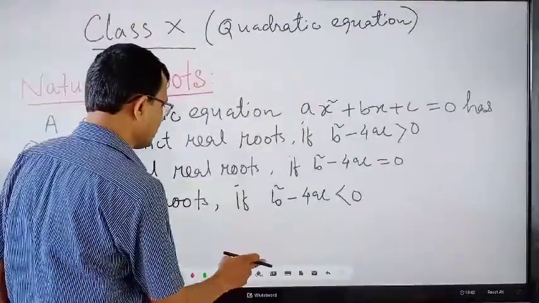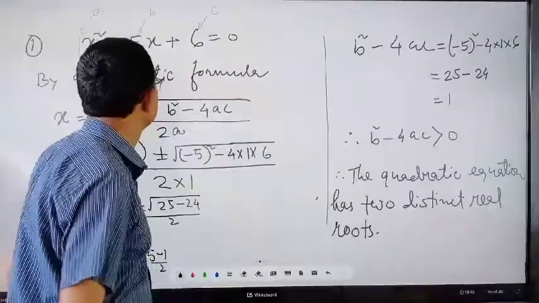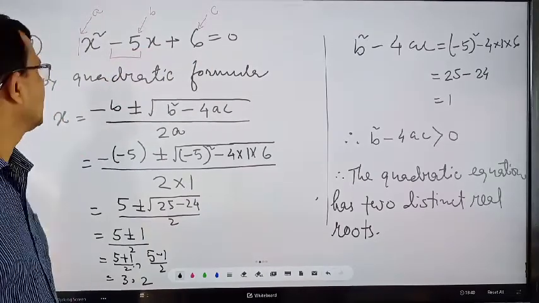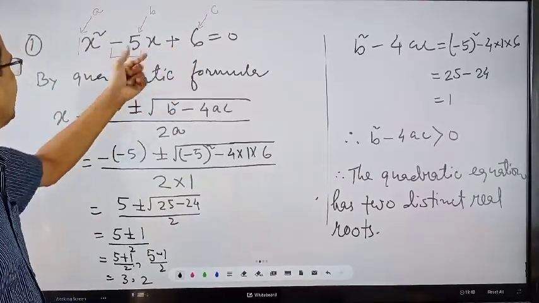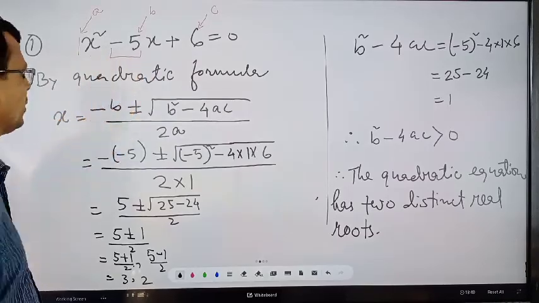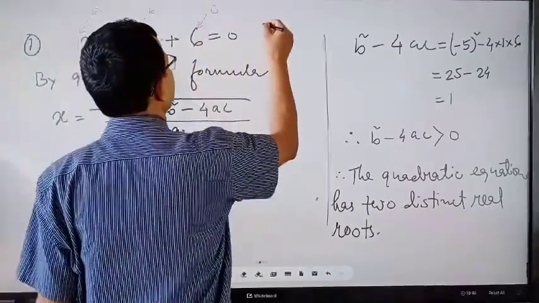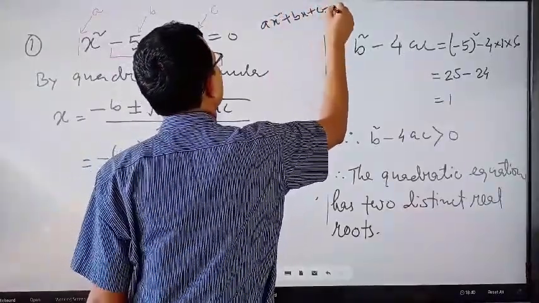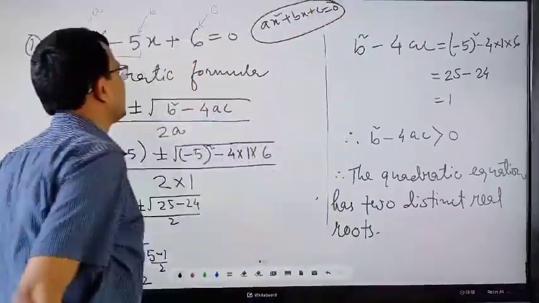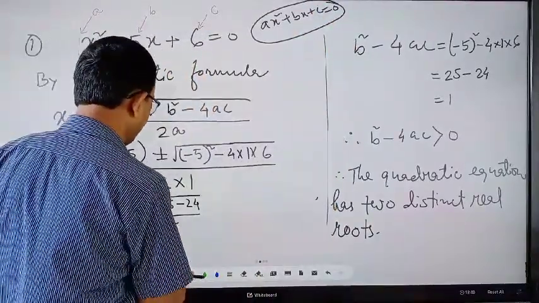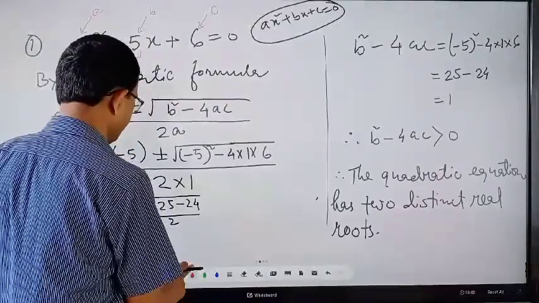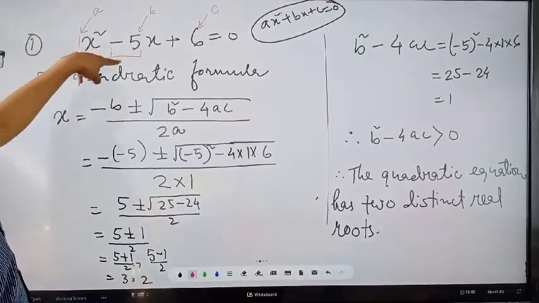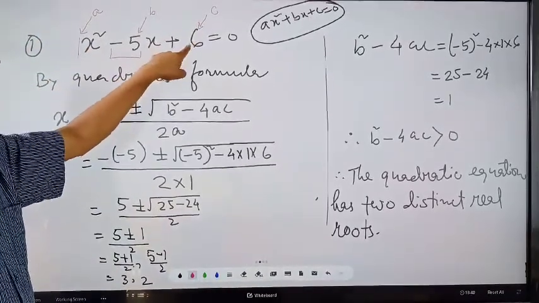Let us see one example. Let us take this equation: x square minus 5x plus 6, and solve it by the quadratic formula. If you compare it with ax square plus bx plus c equal to 0, then a will be equal to 1, b is minus 5, c equal to 6.